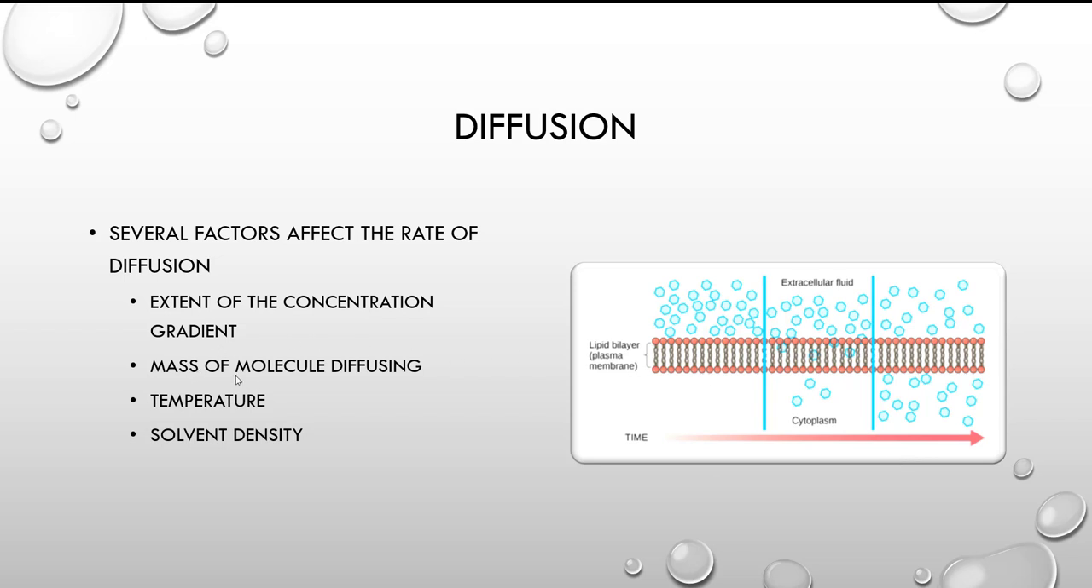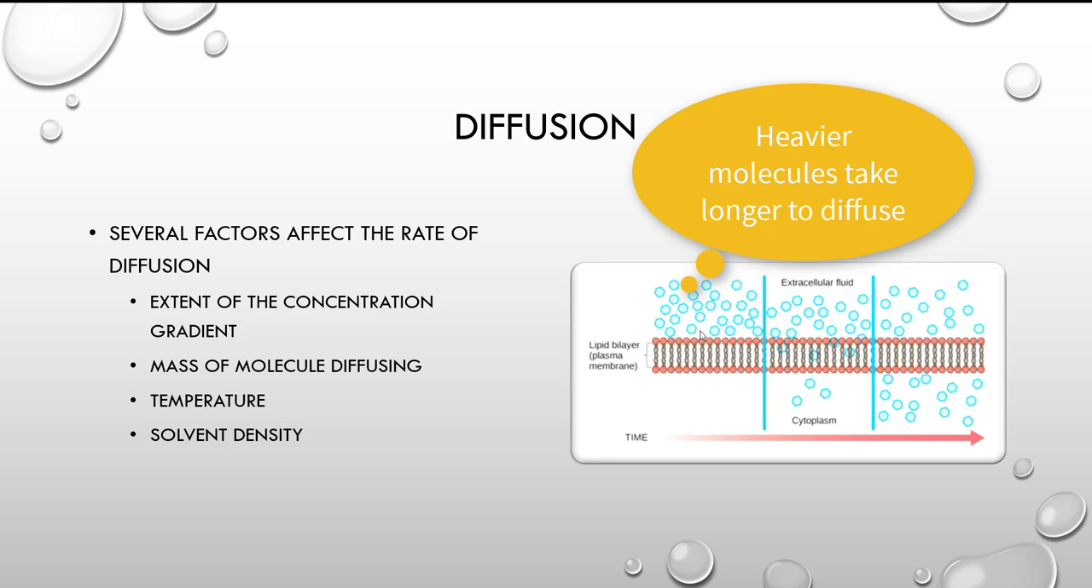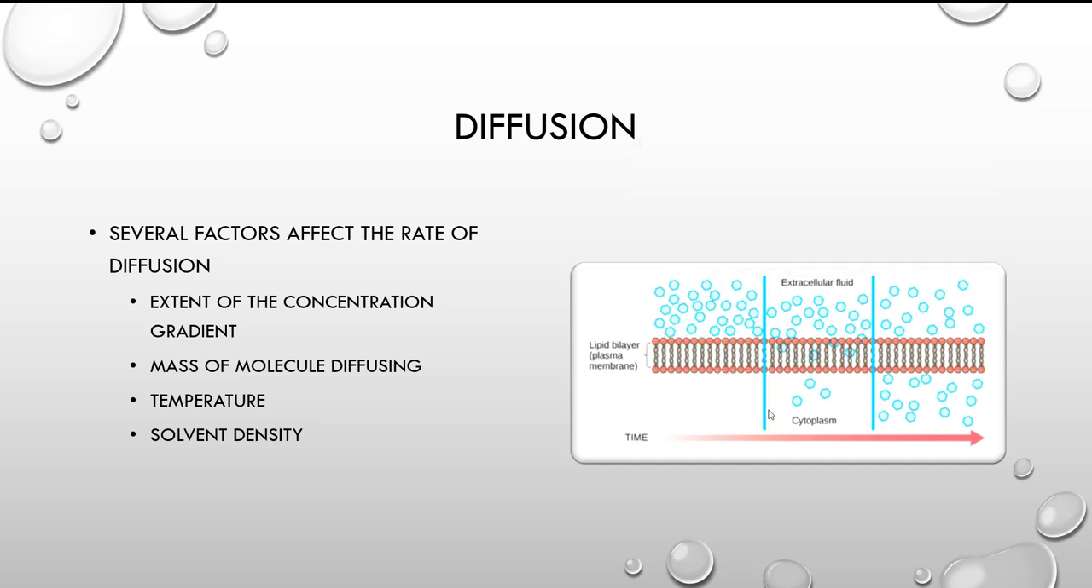Another thing that can affect the rate of diffusion is the mass of the molecule diffusing. The bigger the molecule, the fatter the molecule, the heavier the molecule, the longer it can take to cross the membrane. So think of a hippo. It's going to take a hippo a while to cross the membrane compared to a little mouse. It's got a lot more mass to get across, so it might take a longer time. So the mass of the molecule diffusing does have an effect on the rate of diffusion.